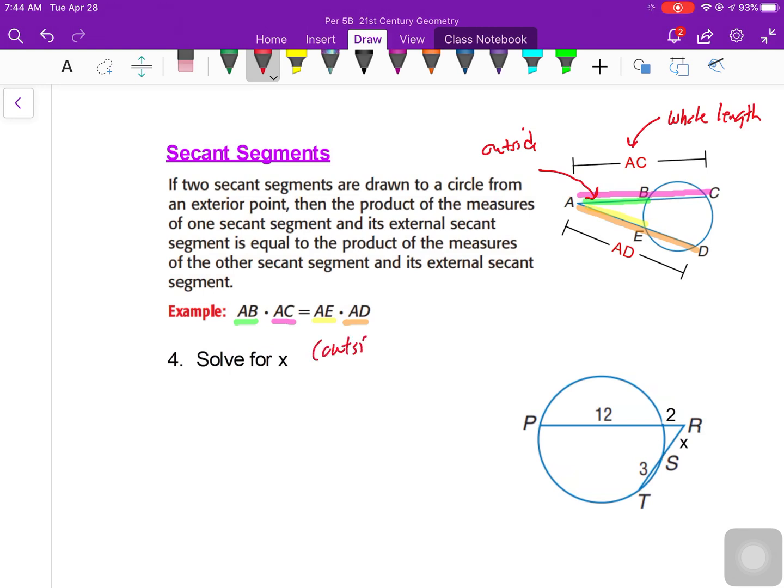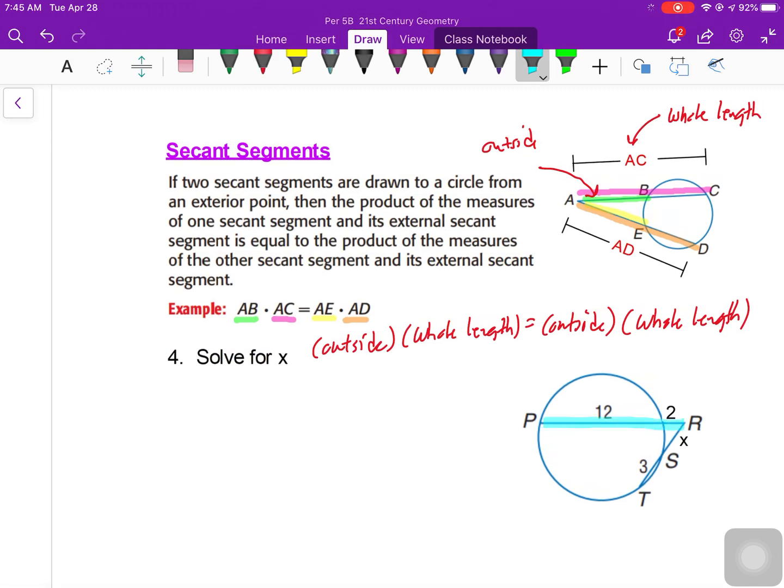So the pattern that we follow is really outside times whole length must equal outside times whole length. And when you do secant segment problems, I would encourage you to always first label the whole length. And by that I mean this. If we look at this segment right here, the whole length there from R all the way to P would be the 12 plus the 2, so the whole length would be 14. On the bottom segment, this one down here, when I add those together, the whole length would really be x plus 3.